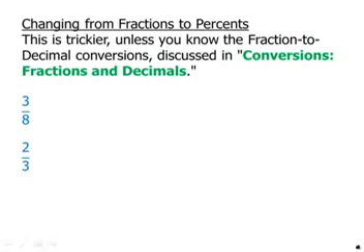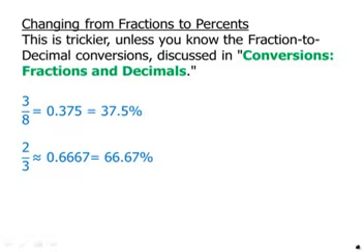Here we have some fractions. We want to change these to percents. In order to change them to percents, first we're going to change them to decimals. And we know that we can approximate 3/8 as 0.375. We can approximate 2/3 as 0.666 repeating. We'll write it here as 0.6667. Once we have them in decimal form, we just slide the decimal place 2 places over to get a percent.